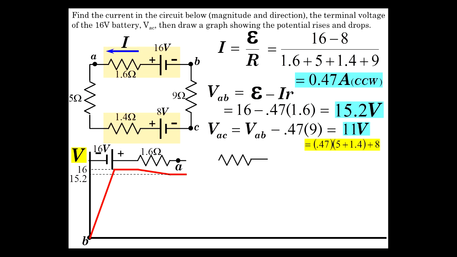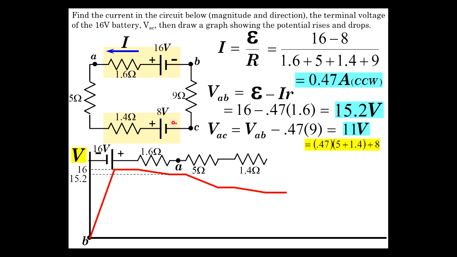Then it continues on to the 5 ohm resistor, and that drops it some more, more so than the 1.6. We could calculate it, but that's not so important right now. Next thing it encounters is the 1.4 ohm, and that drops it a little more. And then it encounters the 8 volt.